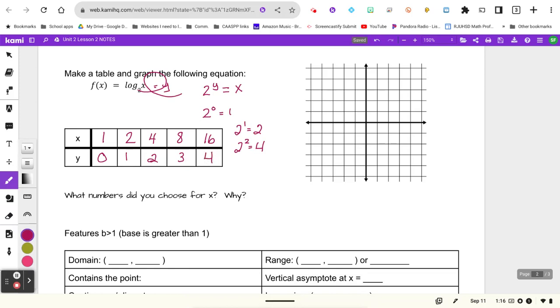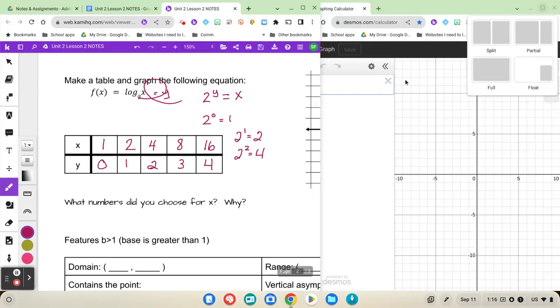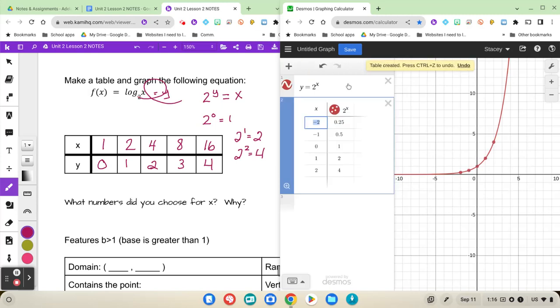If you did it on the other one, I need to change this just a second. If we did it on Desmos, the nice thing with Desmos is you could have done y equals 2 to the x, and then you could have gotten your table.